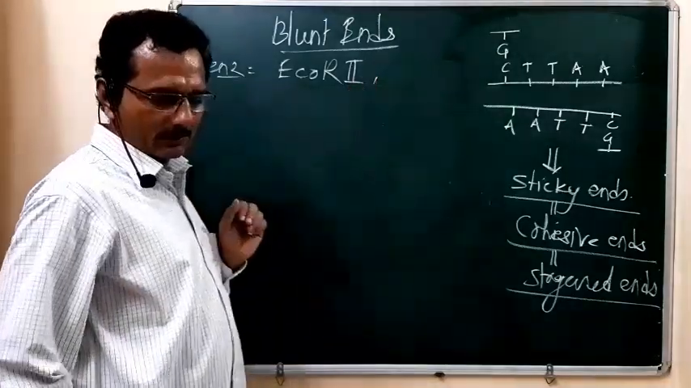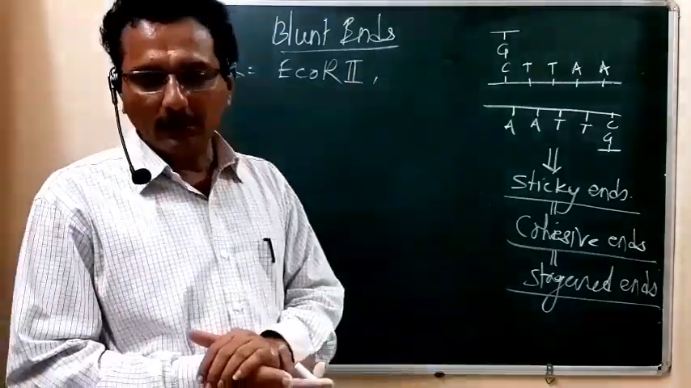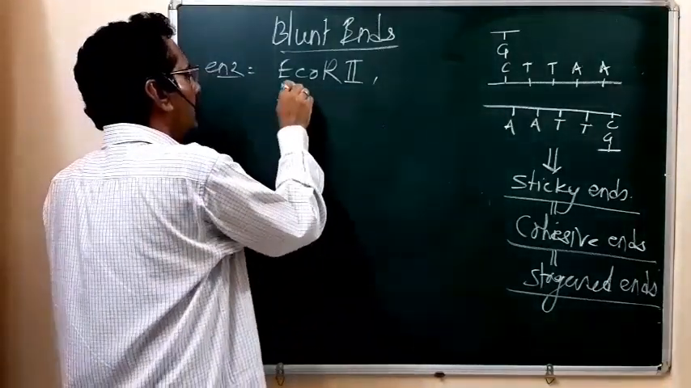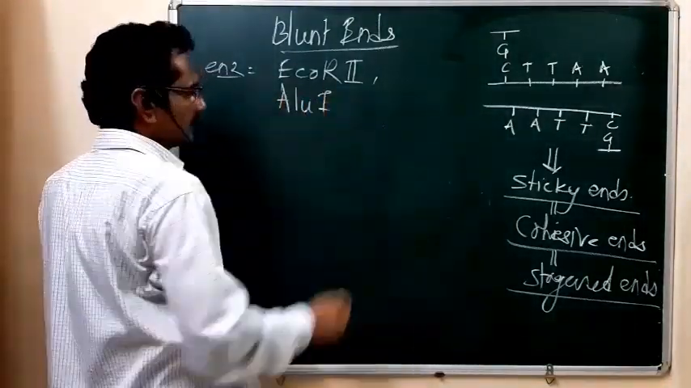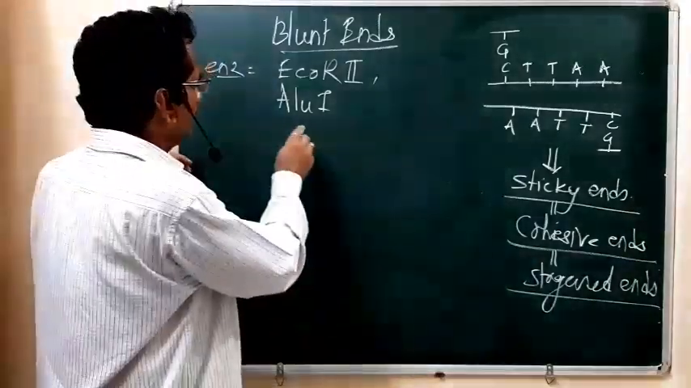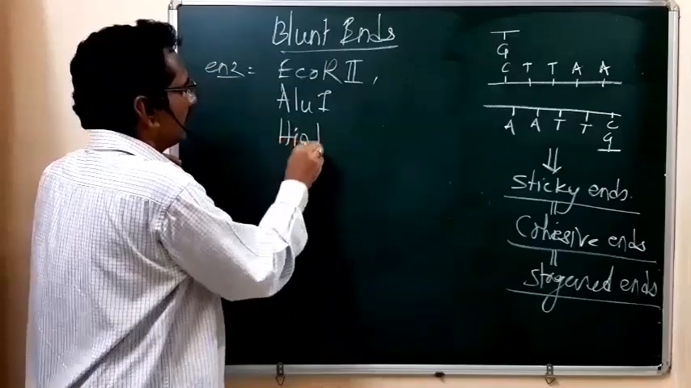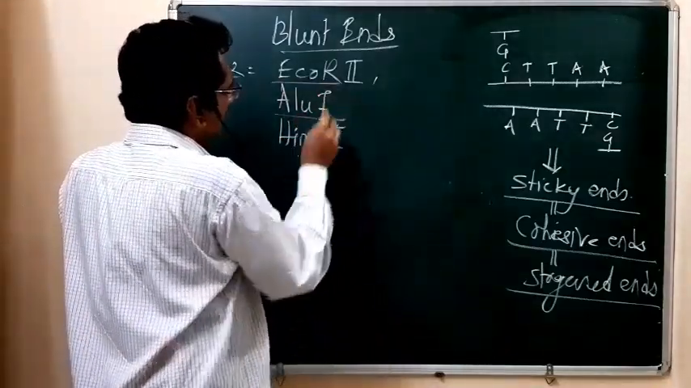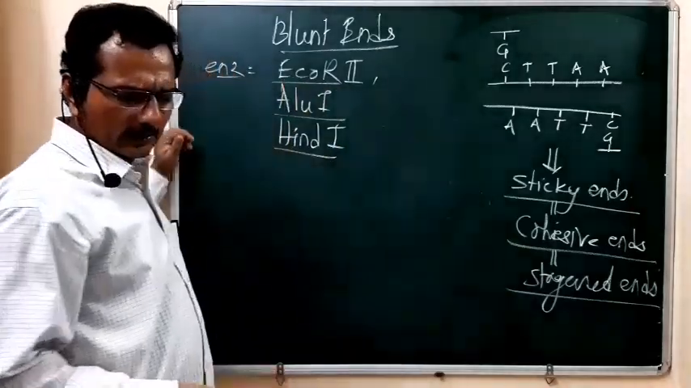Then the next enzyme I want to give you is AluI. AluI is one enzyme, and the next one is HindI. Okay, HindI. So these enzymes form the blunt end. So what is that blunt end?